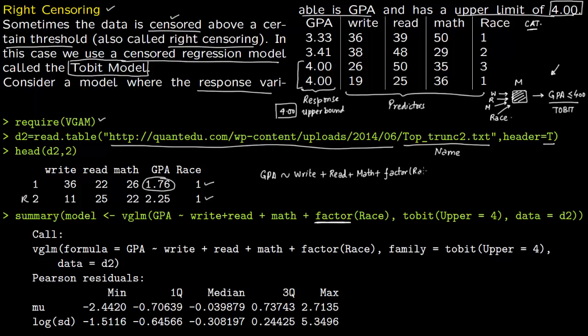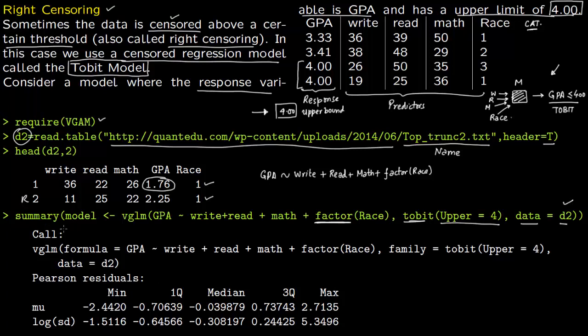You factor in race. Now since this data is censored, you're already told that the upper limit is 4. So you use a Tobit model and put upper as 4. So upper limit is 4. Now data is D2. This is the data which we are feeding in, and then you run the model.